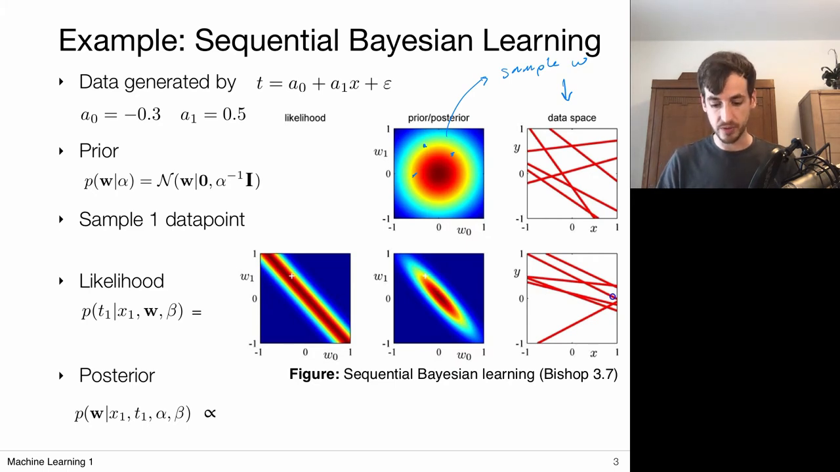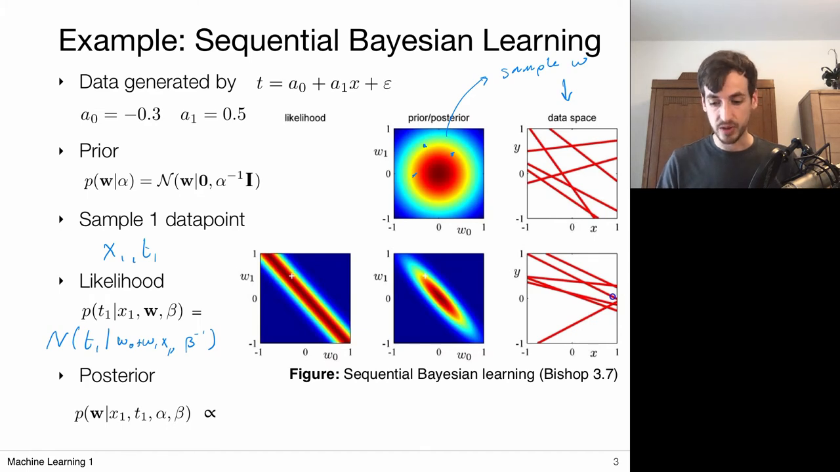Okay, and now we're going to make observations. So we're going to observe our first data point, an x1 and a corresponding t1. And we're going to use this new information to update the probabilities for the values that w should take. We're going to do this via Bayes rule. So we need to know the likelihood. And we said the likelihood was Gaussian distributed. So the likelihood of t1 given my model w0 plus w1 times x will give me the mean value and the precision parameter beta, or this is the variance. Okay, so this is the likelihood for having observed an x and a corresponding t given my model parameters.